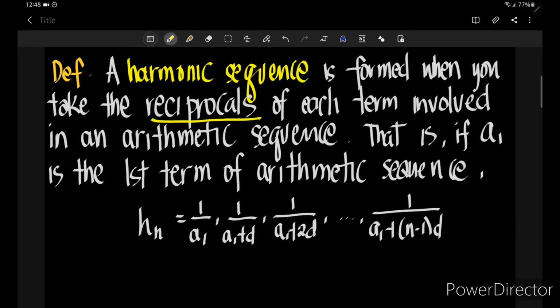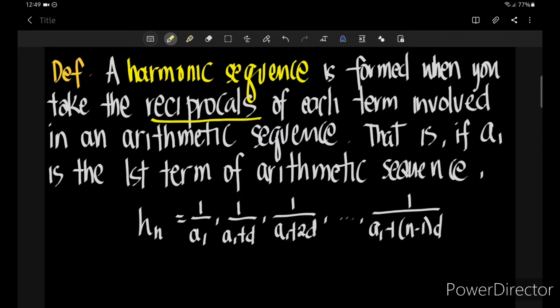That is, if a sub 1 is your first term under arithmetic sequence, we have this expression, h sub n equals 1 over a sub 1, 1 over a sub 1 plus d, 1 over a sub 1 plus 2d, until you reach 1 over a sub 1 plus quantity n minus 1 times d. Ito lang naman yung harmonic sequence. Kapag meron kang nakaset na arithmetic sequence at kinuha mo yung reciprocal ng bawat term, makukuha mo na yung ating sequence na hinahanap, which is si harmonic.